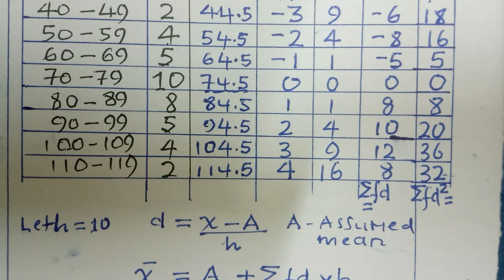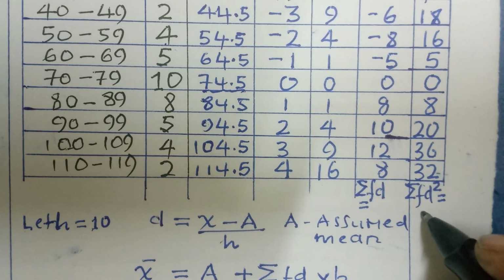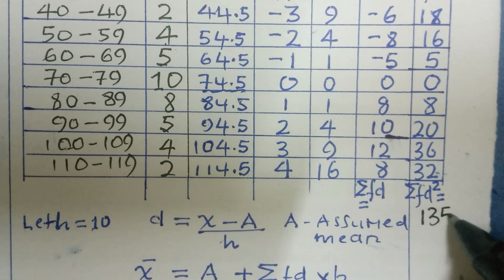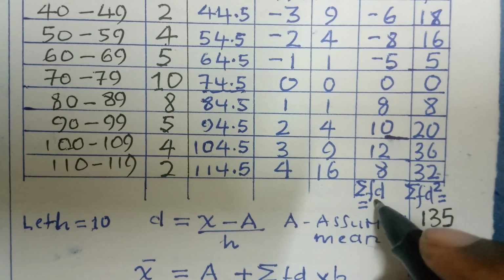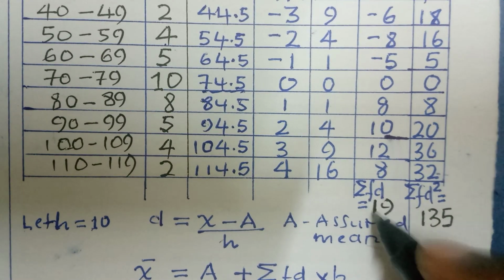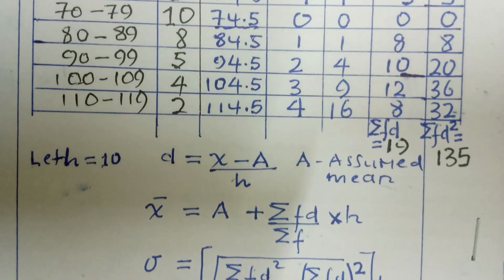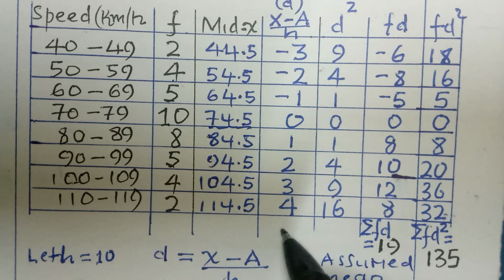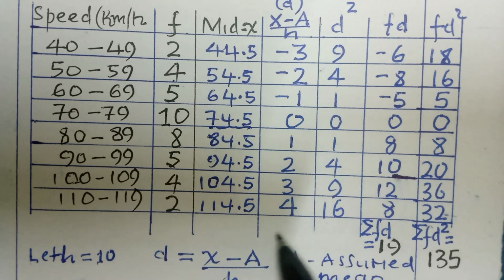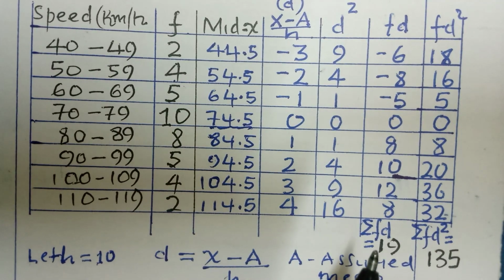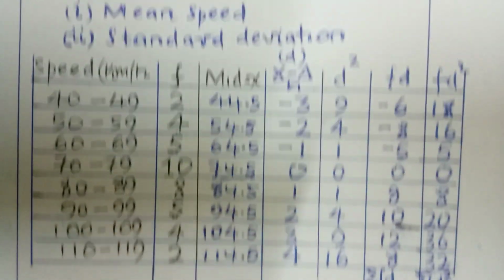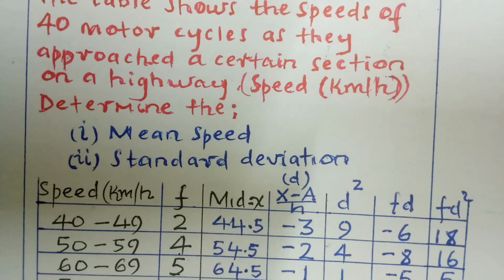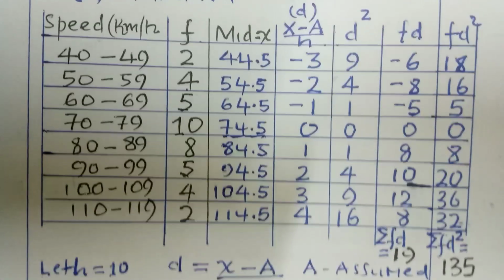I have already added, guys, and this is the value I found. The fd squared was 135, while this one is supposed to be 19, like that. So guys, we just now come and apply our equation, but before that, we also need to get the d. Actually, we don't need to get the d, we only need to get the frequency. And the frequency will be given in the equation where they say 40 motorcycles. So this is what we need, 40.